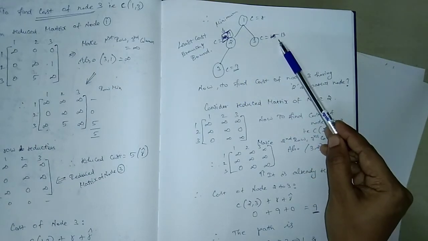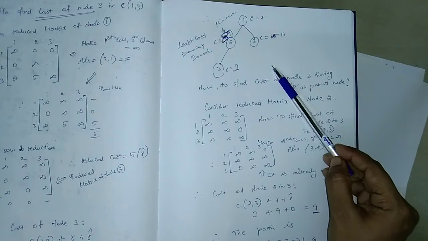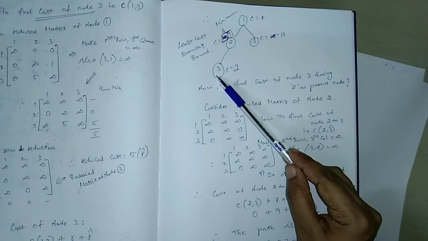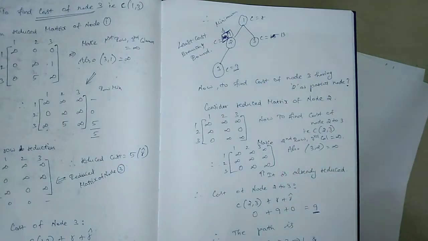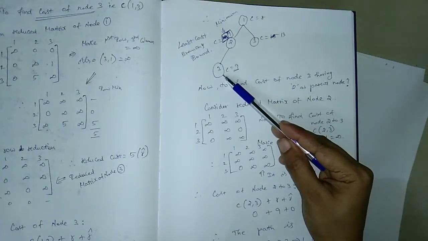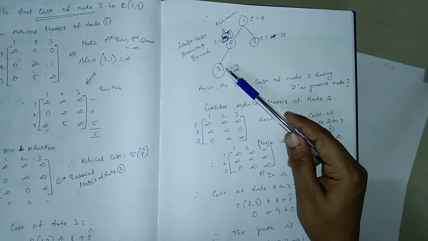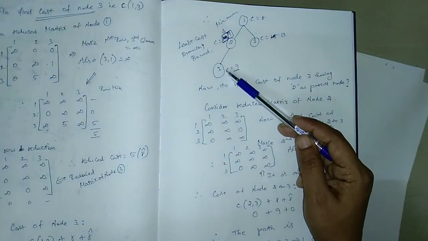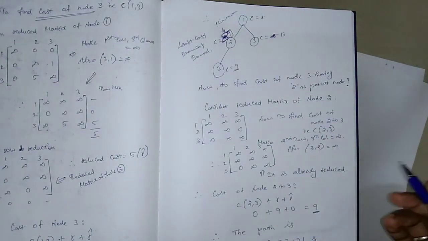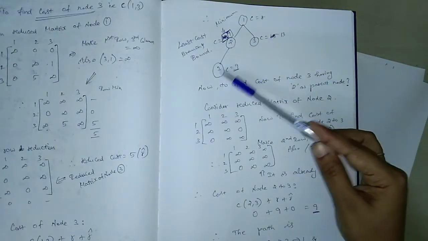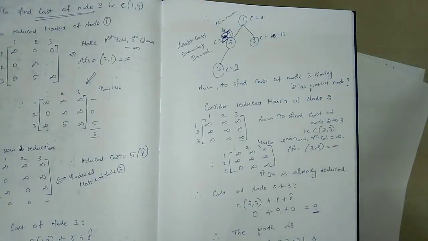If this is the least cost, in the sense I'll branch out to 3 and I'll reach 2. So here if I branch out to 3, I have to find the cost of node 3. To find the cost of node 3, I have to consider the reduced matrix of its parent node as the input. So the reduced matrix of node 2 is considered. Why? Because 2 is the parent of node 3. So this is the reduced matrix of node 2. We have noted it here.